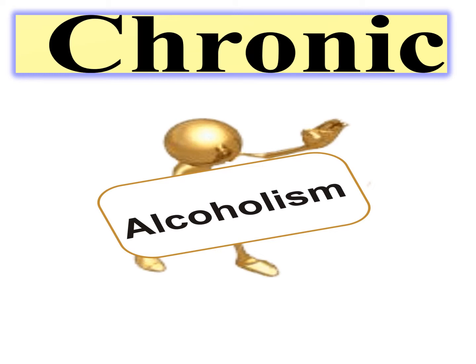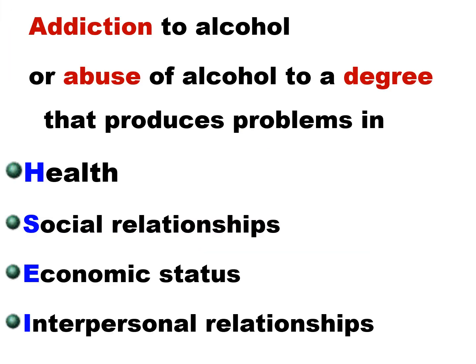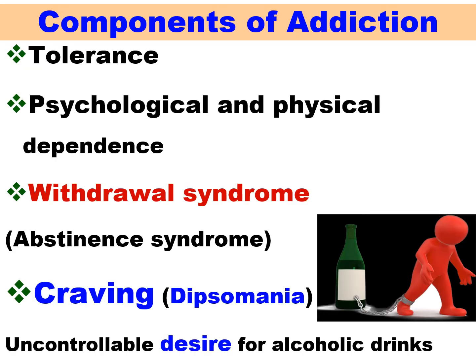Acute ethanol poisoning mainly occurs in an alcoholic person who ingests very large amounts of ethanol and passes into acute toxicity. Chronic alcoholism, or abuse of alcohol, is to a degree which produces problems in health, social relationships, economic status, and interpersonal relationships. Addiction is characterized by tolerance, and psychological and physical dependence.